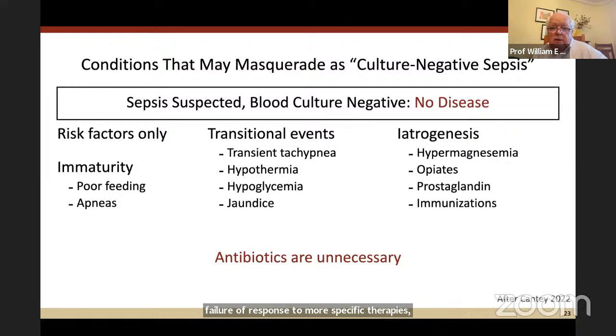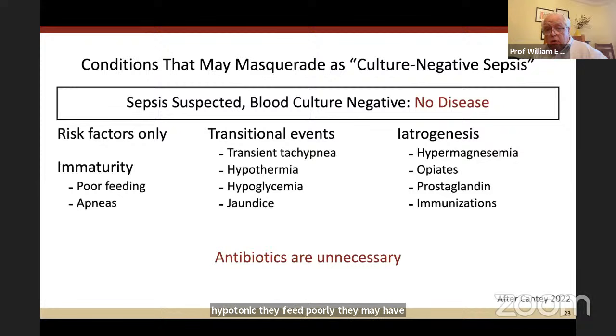And finally, there are a number of things that we do to babies that may make them appear ill. Hypermagnesemia is an increasingly frequent observation. Not only are we giving magnesium to mothers for management of their preeclampsia or hypertensive disease of pregnancy, but we're also using it now for neuroprotection in our preterm babies. And the babies who are hypermagnesemic are often hypotonic, they feed poorly, they may have apnea, and they may need support for that reason. So they can actually look as though they're quite ill.